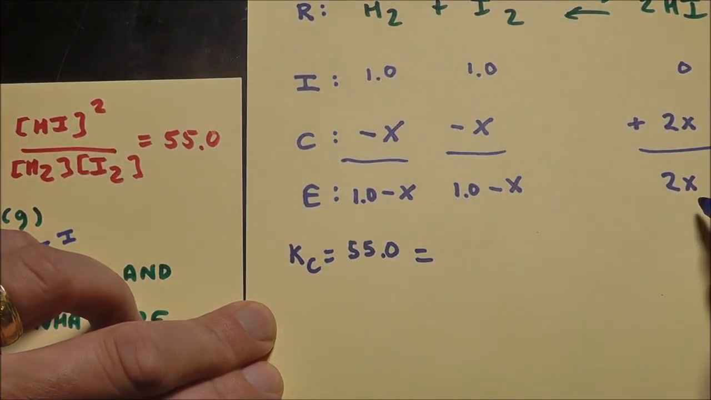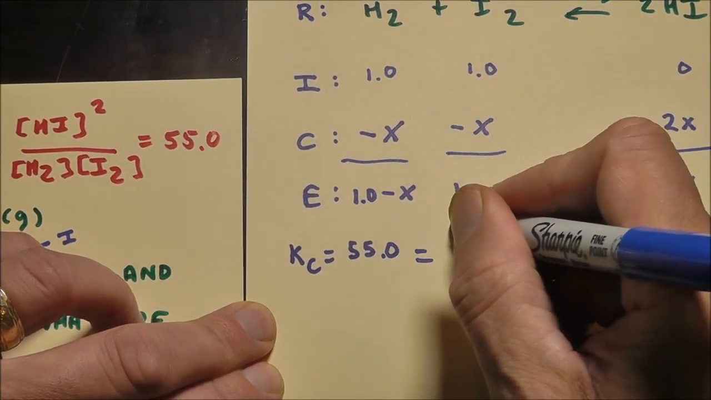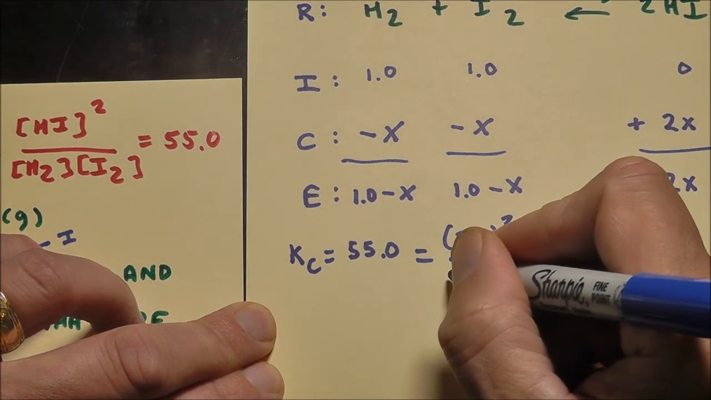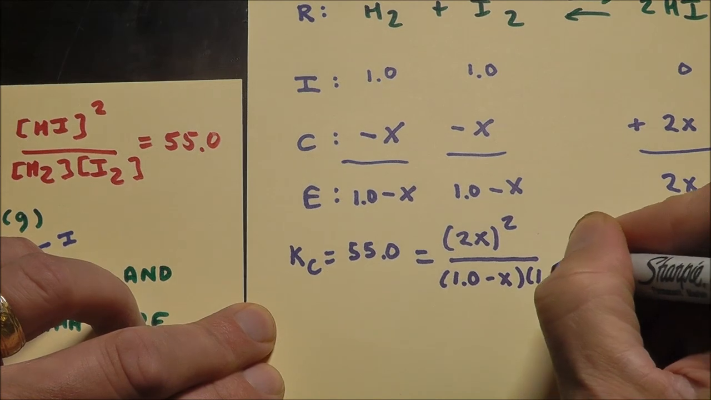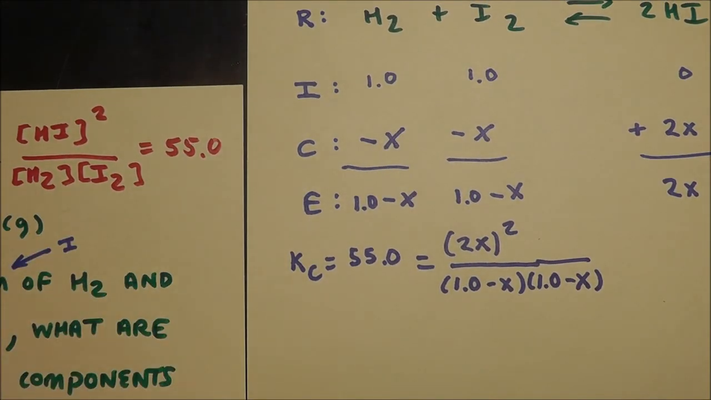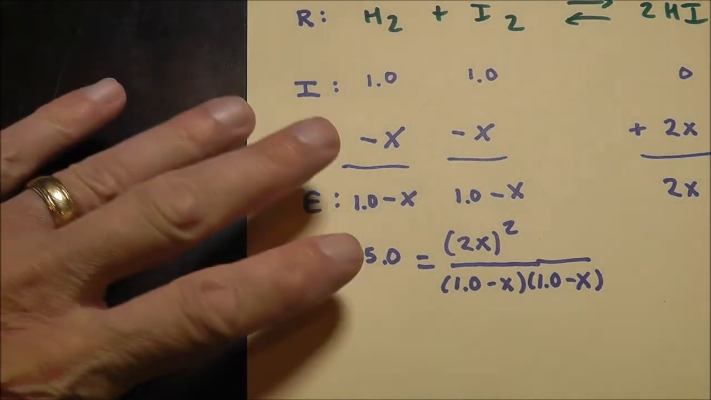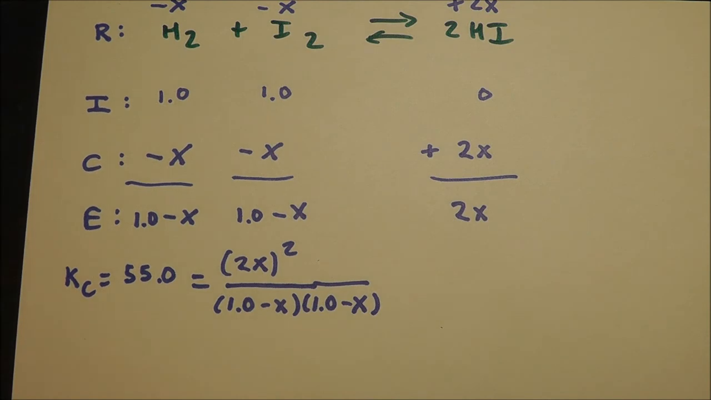That is equal to HI squared, which would be 2x squared divided by 1.0 minus x divided by 1.0 minus x again. You see that? All I did was take everything from the E line and bring it down. That's all equal. Now here's the thing. This might have you panicking, but I'll tell you what: you don't get any style points for making this more complicated.